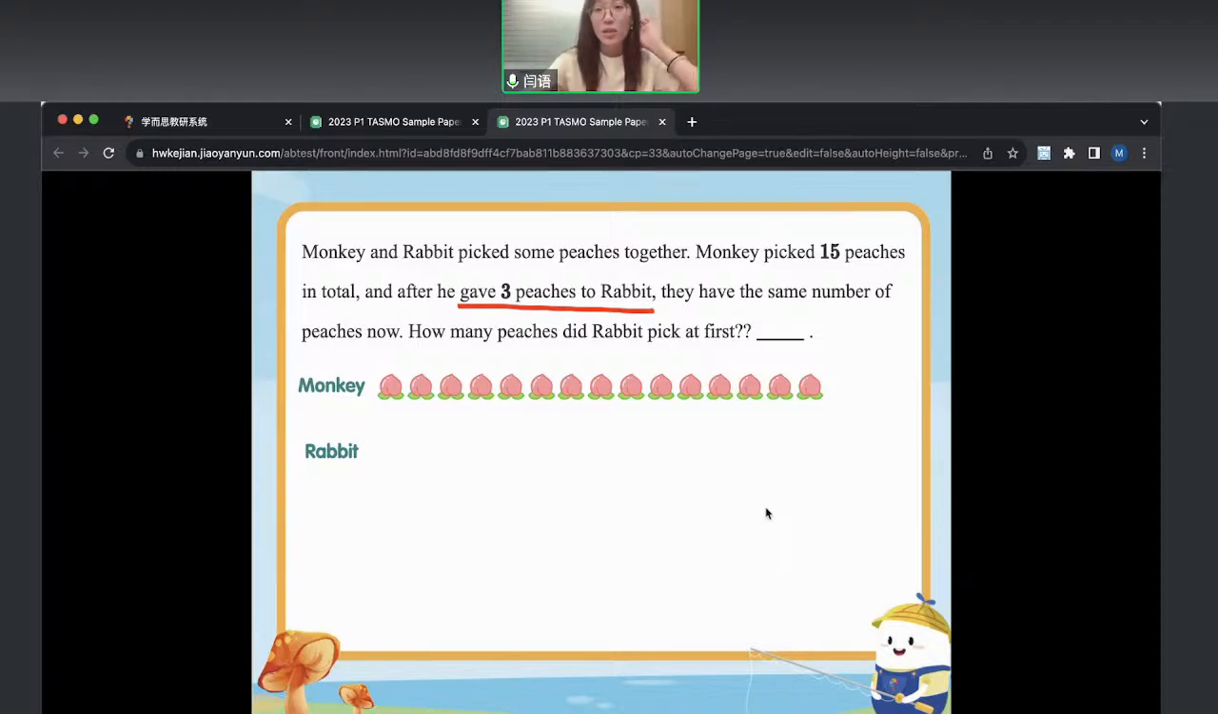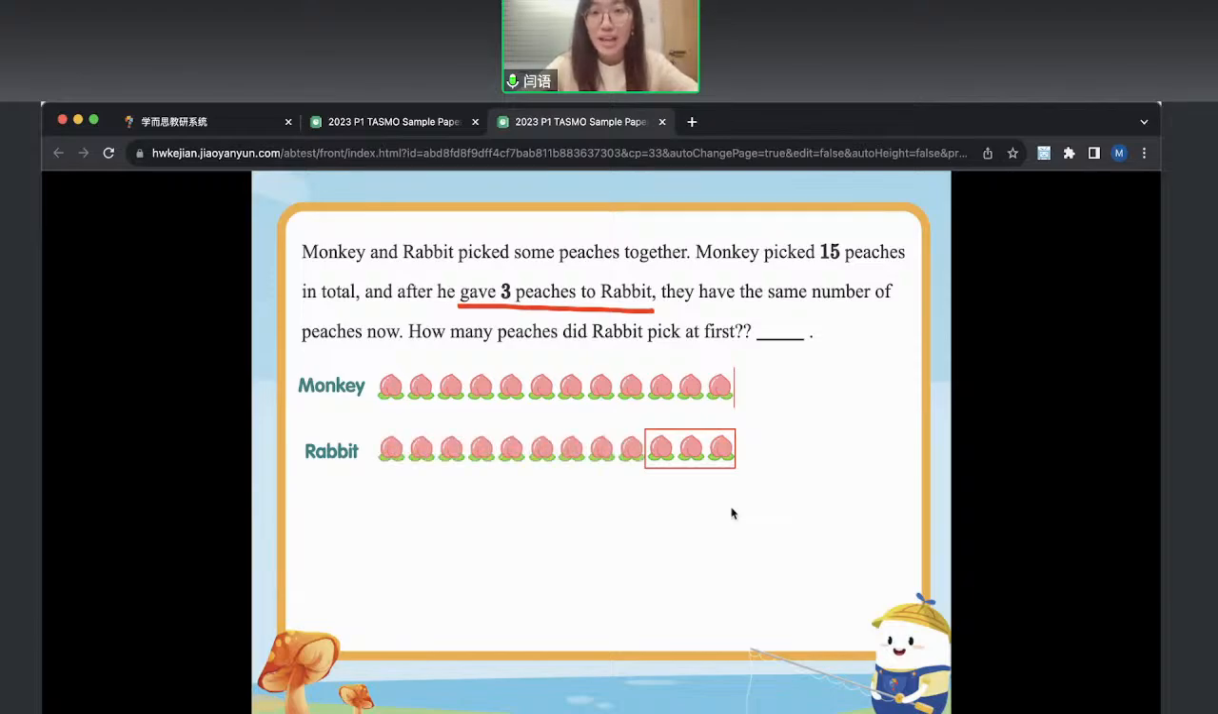So here, everyone, let's have a look. Actually, here I already show you the picture, right? So we give 3 peaches to rabbit. Okay, we just move it. So here, let's have a look. They have the same number of peaches. So what about the original? Here you see, usually we just draw a dotted line to show that. So now you see at first, you just need to count how many peaches are there on the left side, right? We have 1, 2, 3, 4, 5, 6, 7, 8, 9. So here you see the answer should be 9.